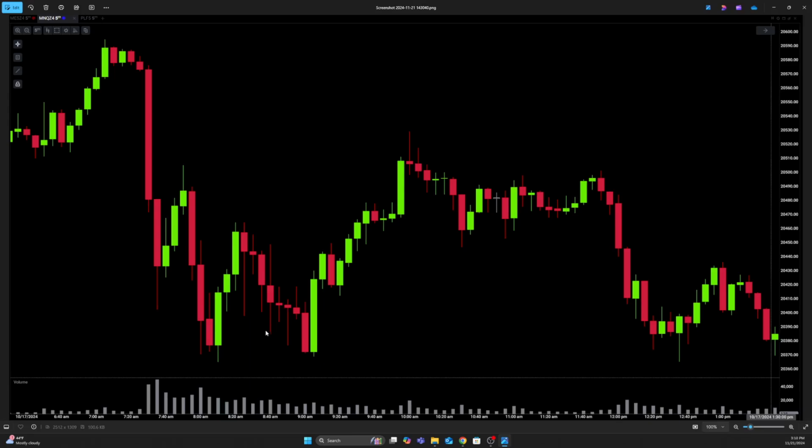Now, you can see that we bottom out here, form a bit of a double bottom, and we do get a bigger move, and we break both of these swing highs and make a move higher. From there, we kind of chop around and make our way back down.